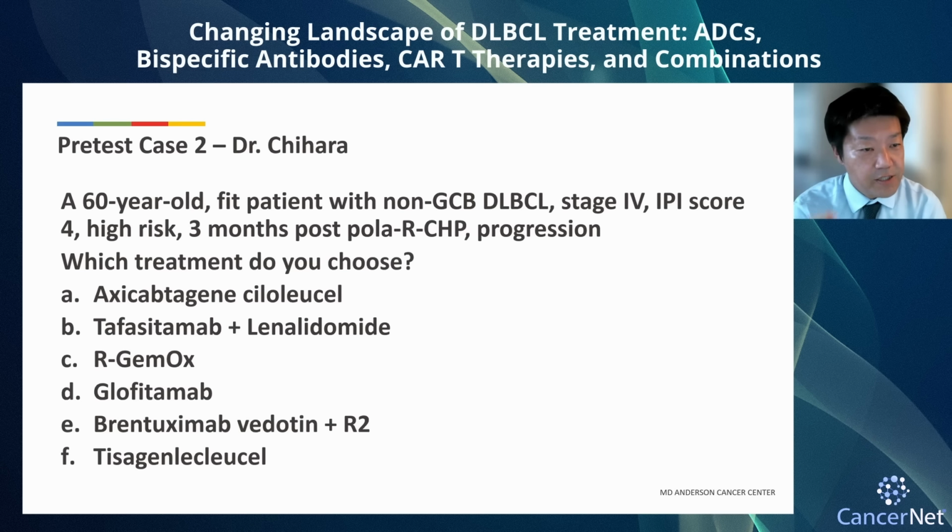Okay, wonderful. So we're gonna go from the case. This is a 60-year-old fit patient with non-GCB large cell lymphoma. This patient had high-risk disease, stage 4, IPI score of 4. Three months post Pola-R-CHP as a first-line treatment, this patient had a progression. So which treatment do you choose? A, axicabtagene ciloleucel; B, tafasitamab lenalidomide; C, R-GemOx; D, glofitamab; E, not bendamustine, brentuximab vedotin plus R-squared; and then F, tisagenlecleucel. Please vote.